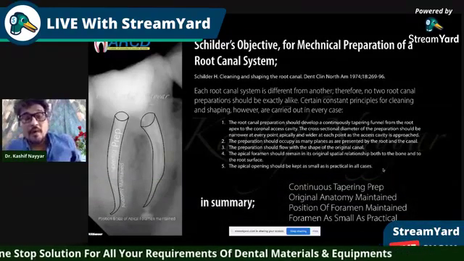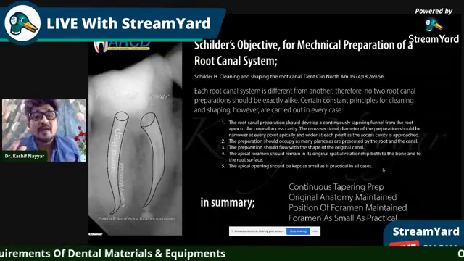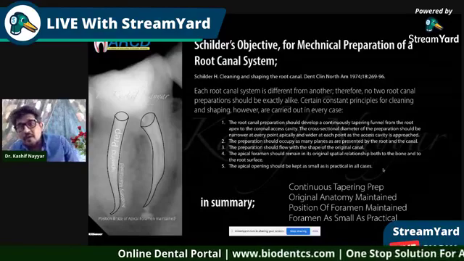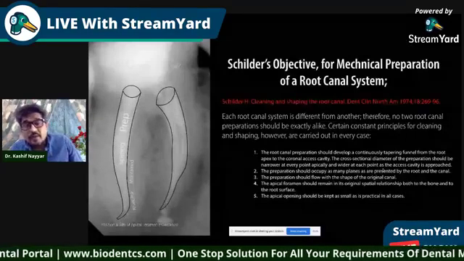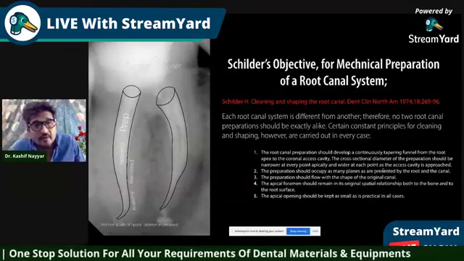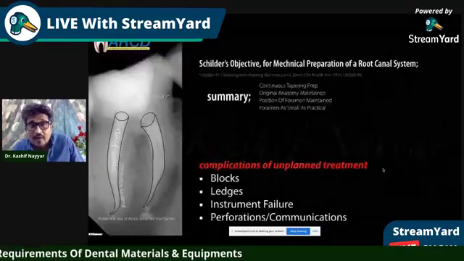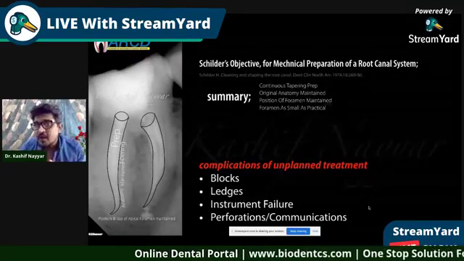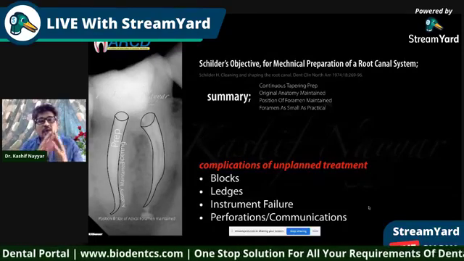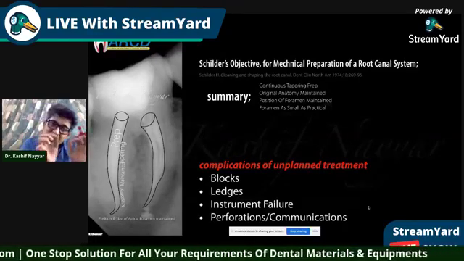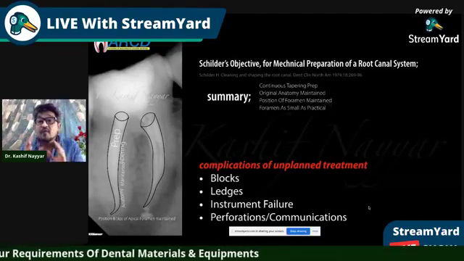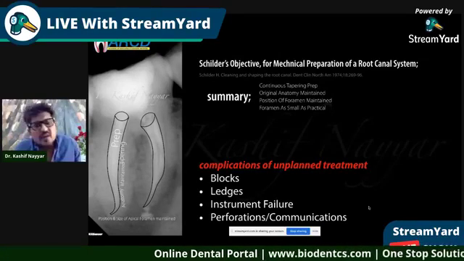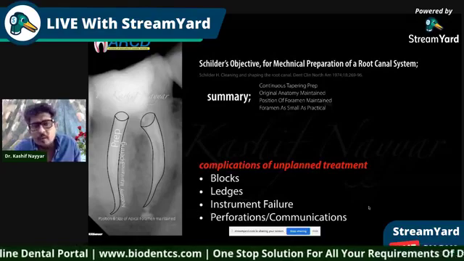But before moving forward, we must have some objectives in order to perform a cleaning and shaping procedure. And these objectives, still not changed, were described by Dr. Herb Schilder in the 1970s. So in summary, we must have a continuously tapered preparation. We have to maintain the original anatomy. We have to maintain the position of the foramen, and we have to keep the foramen as small as practically possible. And if we are doing it haphazardly, we can face some complications we will see in the future.